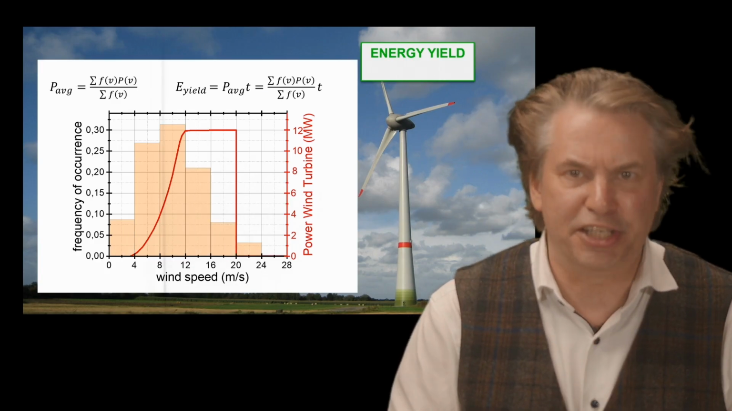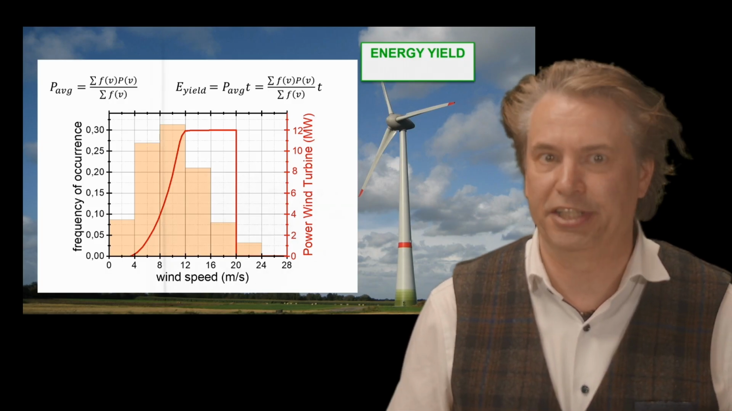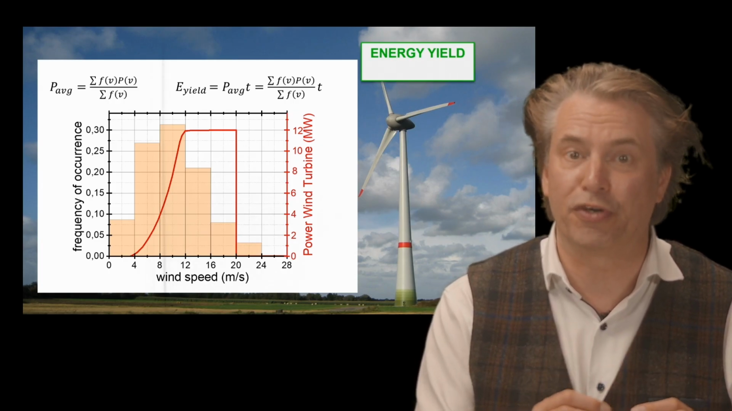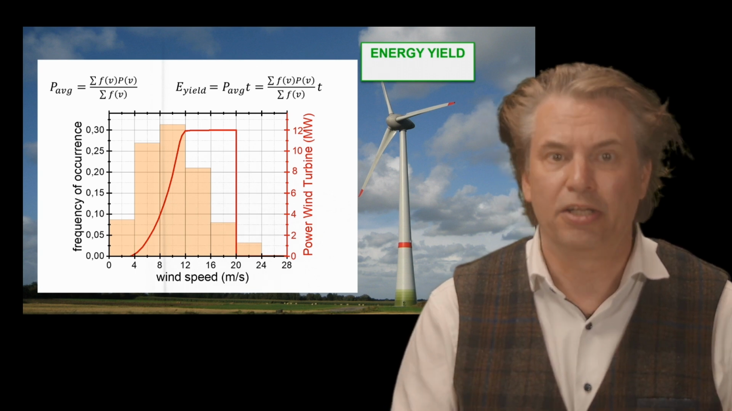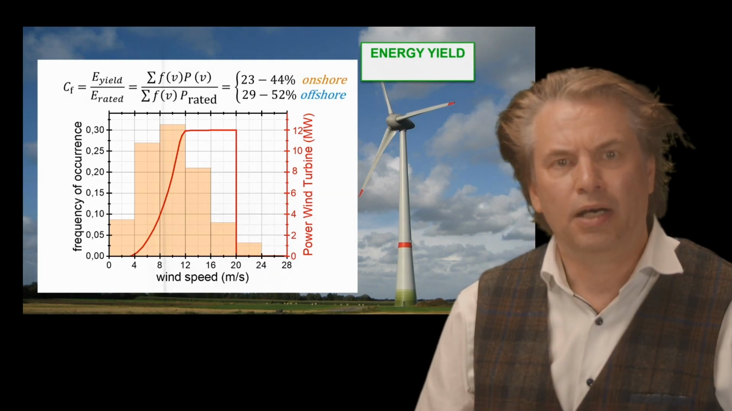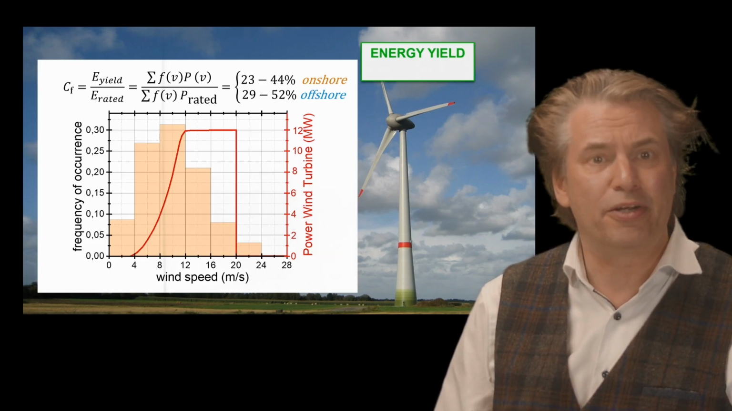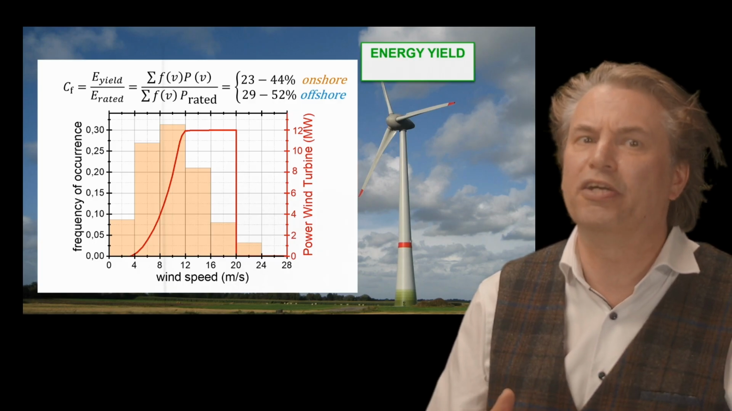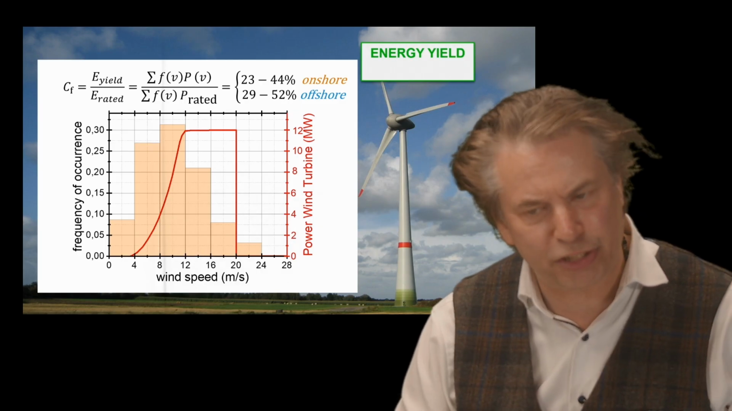The annual energy yield is equal to the average power delivered during the year multiplied by the duration of the year. The average power is given by the summation of all products of the frequency of wind speed occurrence multiplied with the power output at that wind speed, divided by the summation over all the occurrences. The capacity factor is the annual yield divided by the rated energy output, which is the energy if the turbine would be operating full time at rated power. This leads to the expression shown here.